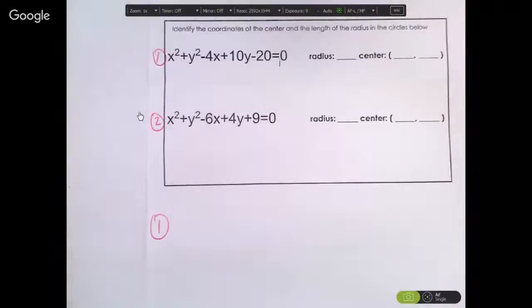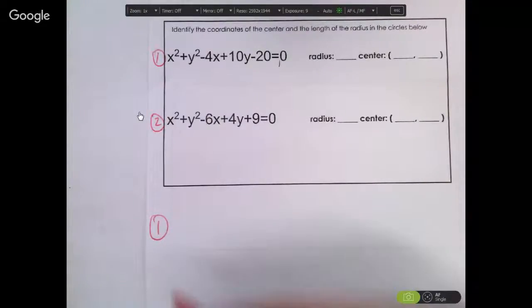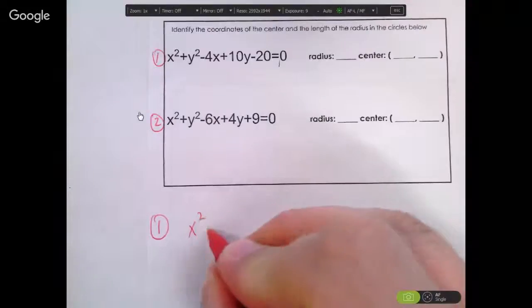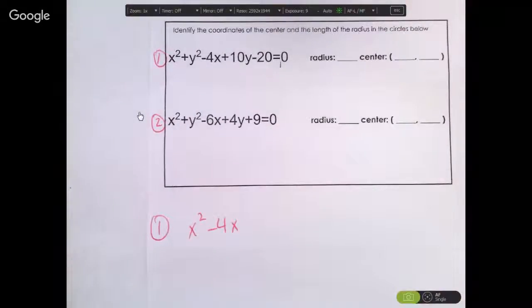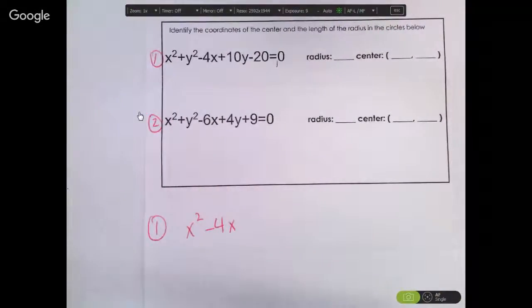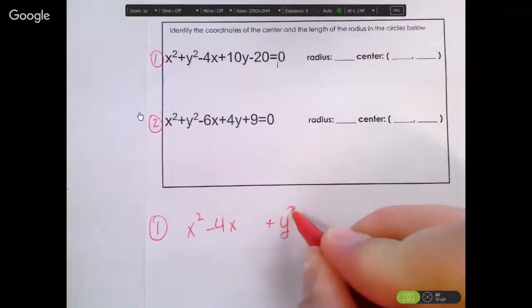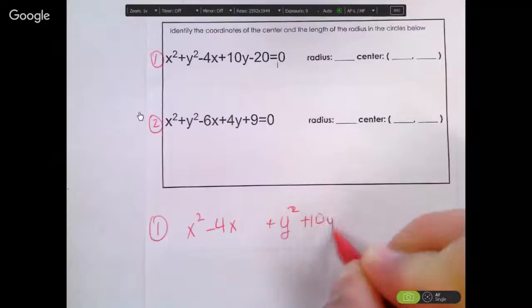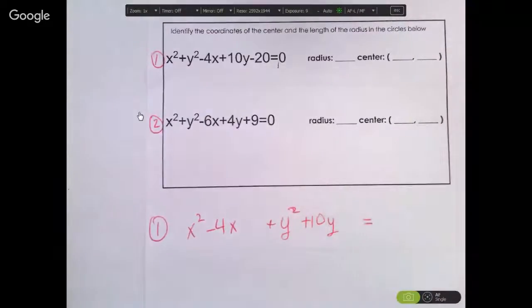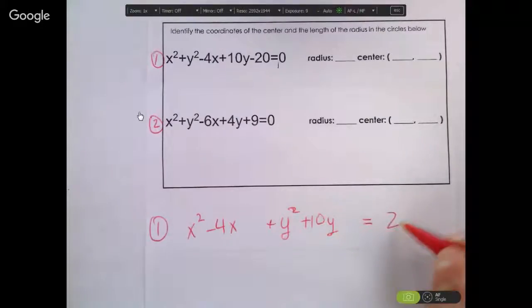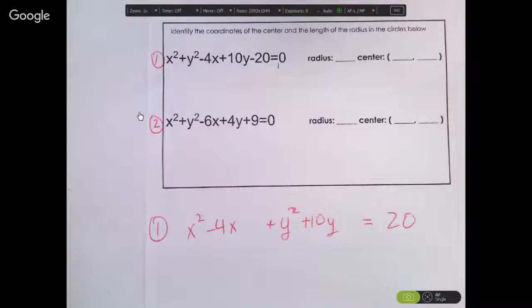And I printed it like this so that we would have all the space down below. I am going to do number 1, and you guys can just watch. Okay. First, I want to group my x's. I want to group my y's. And I want to just kick out the number. And when I kick it out, it becomes a positive.